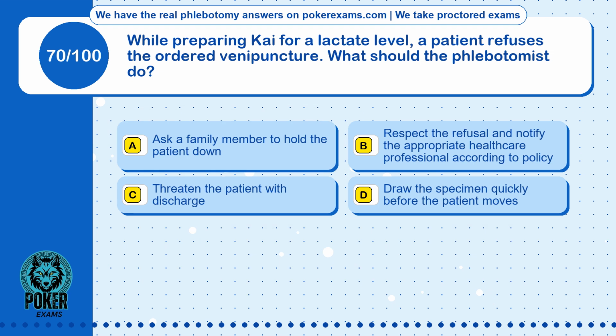Question 70. While preparing Chi for a lactate level, a patient refuses the ordered venipuncture. What should the phlebotomist do? Option A. Ask a family member to hold the patient down. Option B. Respect the refusal and notify the appropriate healthcare professional according to policy. Option C. Threaten the patient with discharge. Option D. Draw the specimen quickly before the patient moves.